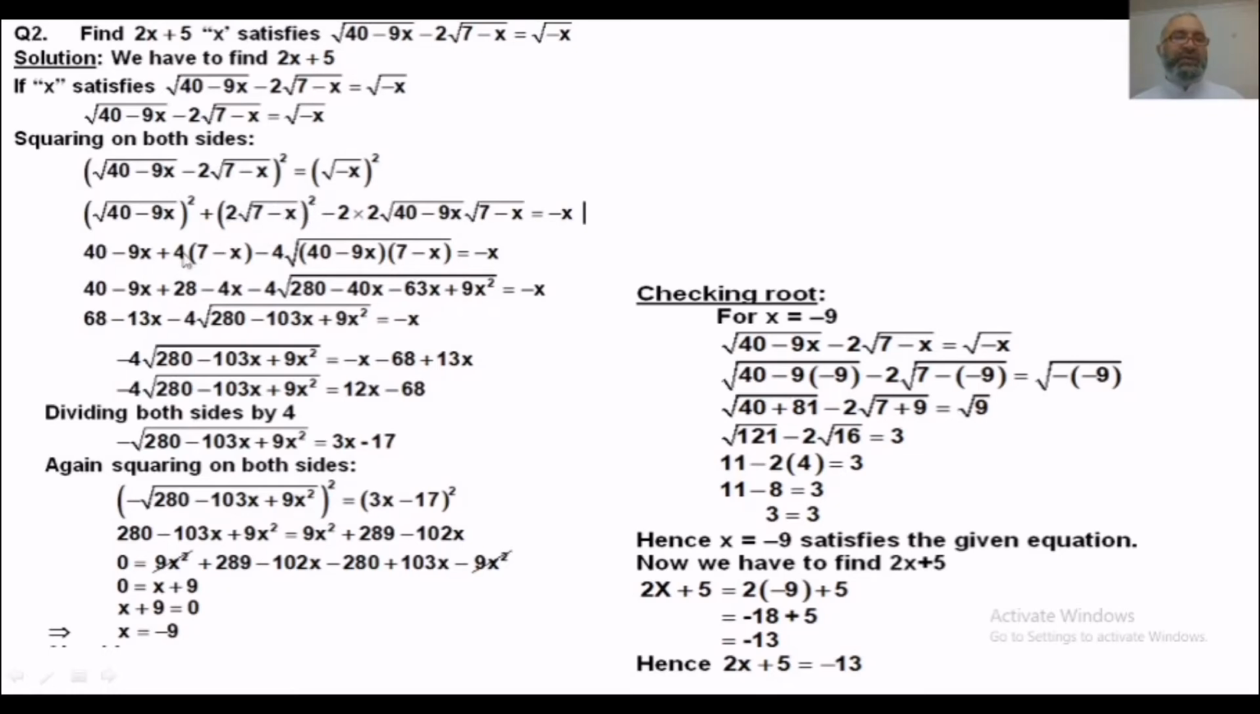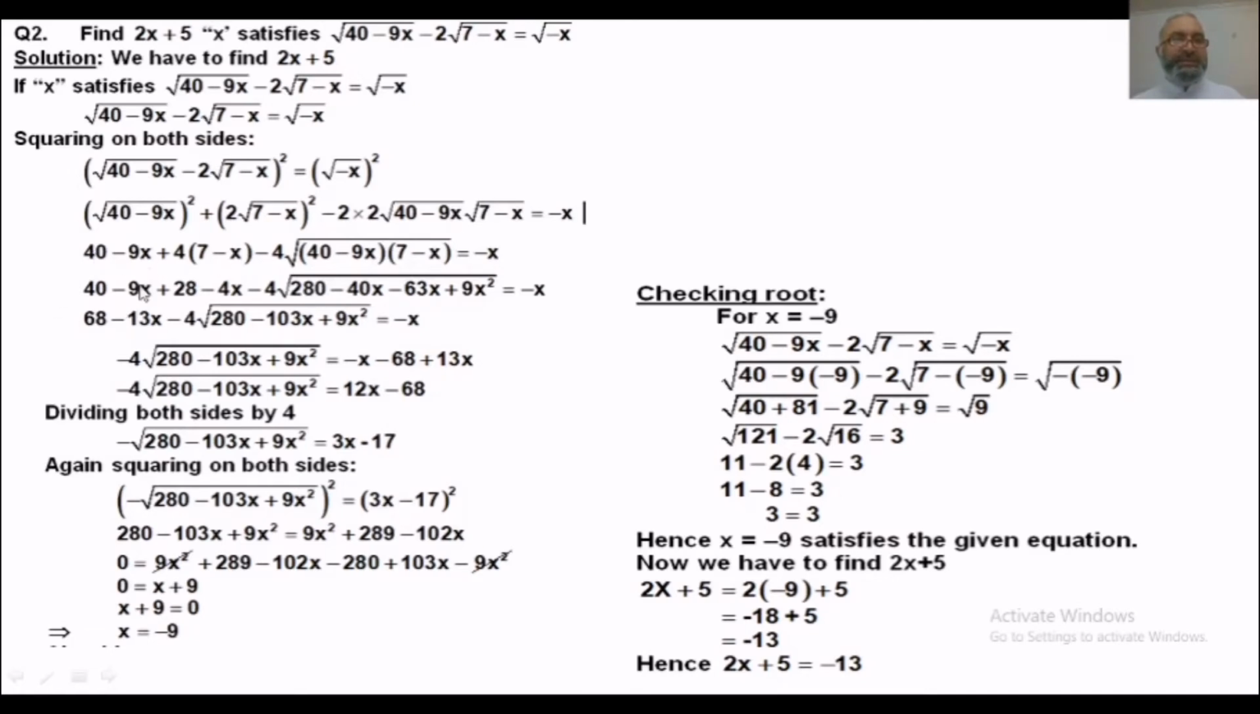Square of 2 becomes 4, and the square cancels with the square root, we get 7 minus 6 and minus 4 into the product of these two factors, 40 minus 9x into 7 minus 6, is equal to, and the right hand side is equal to minus x.